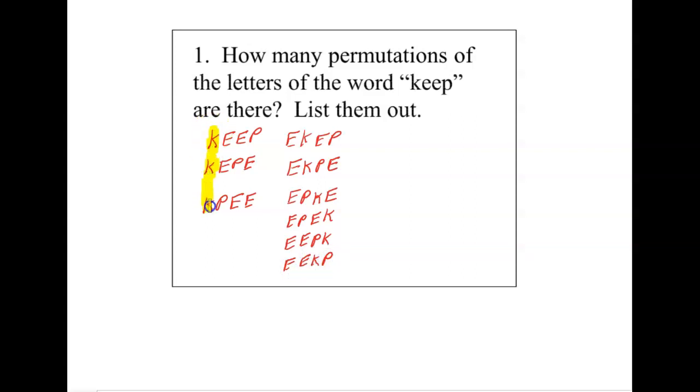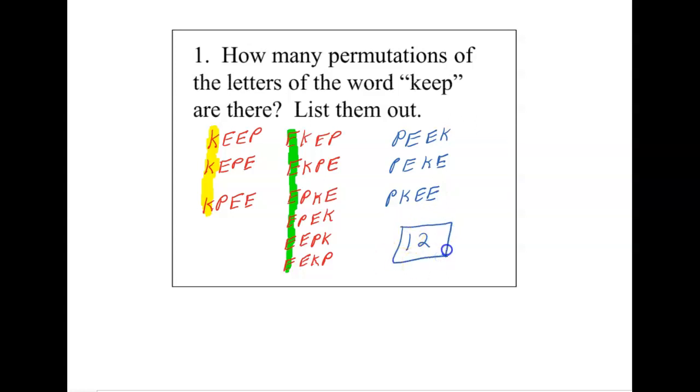So the first three I did start with the letter K. Then the next problems all started with the letter E. So what am I missing? Starting with a P. So it could be P-E-E-K. I could switch the last two letters. And then it could be P-K-E-E. So there are 12 distinguishable permutations of the letters in keep.